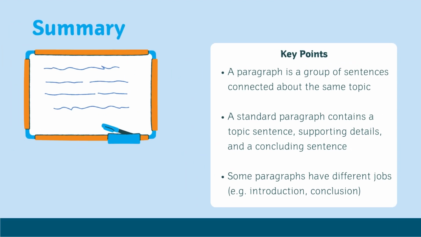So to summarize, a paragraph is a group of sentences that are connected by topic. A standard paragraph usually contains a topic sentence, supporting details, and a concluding sentence. Finally, some paragraphs have different jobs. For example, some are there to introduce a topic, and some are there to conclude an essay and leave your readers something to think about. As you read more paragraphs, you'll become more familiar with the jobs, and you'll also become more confident in structuring them yourself.